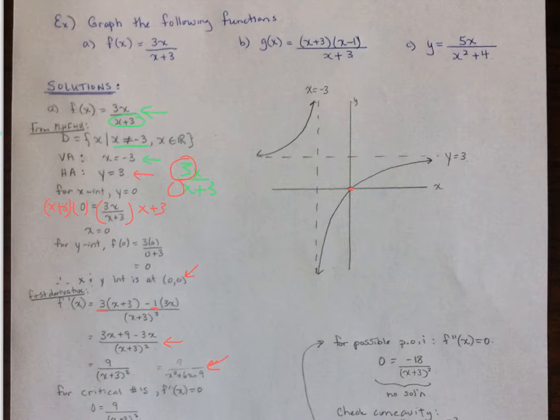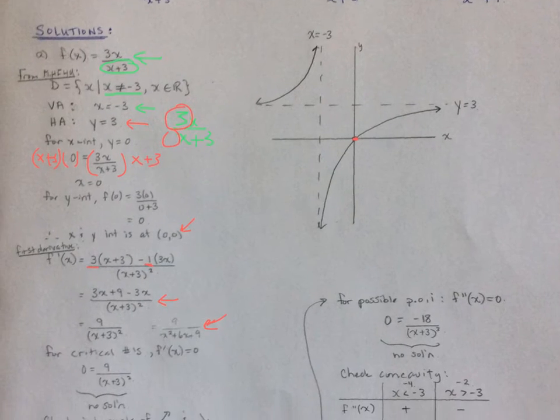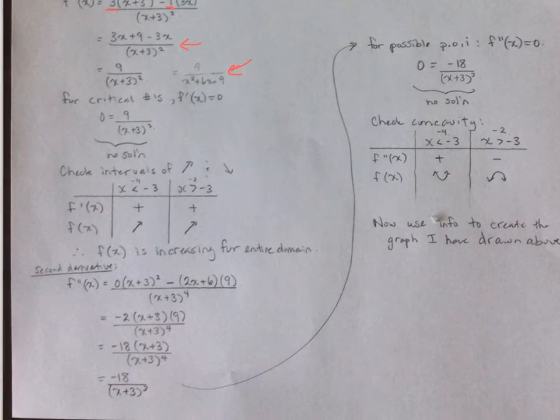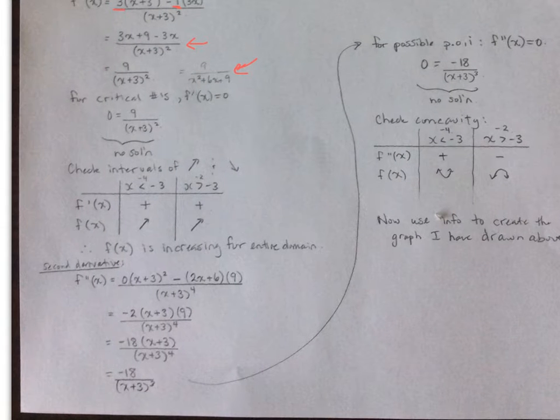For my critical numbers, I'm going to let that first derivative equal 0 and solve for x. Now, here's where the experiment comes in. I'm going to see if I can move this. Oh, I can. Yay! All right, I can move this up so we can see the rest that's coming down the pipe here. I ended up with my first derivative, 9 over (x plus 3) to the exponent of 2, equaling 0. I multiply both sides by (x plus 3) squared, which eliminates it, and I get an untrue statement of 0 equals 9. It's untrue. We have no solution here for x.